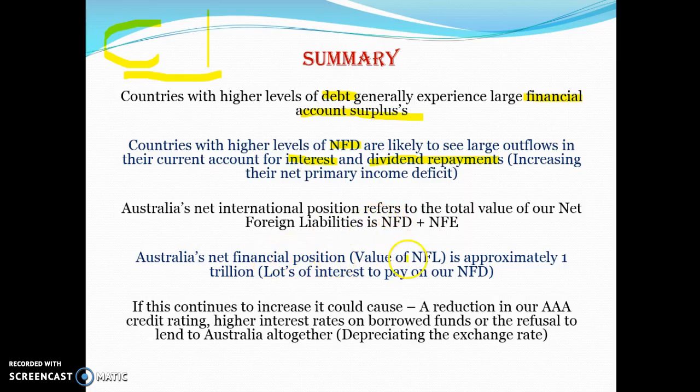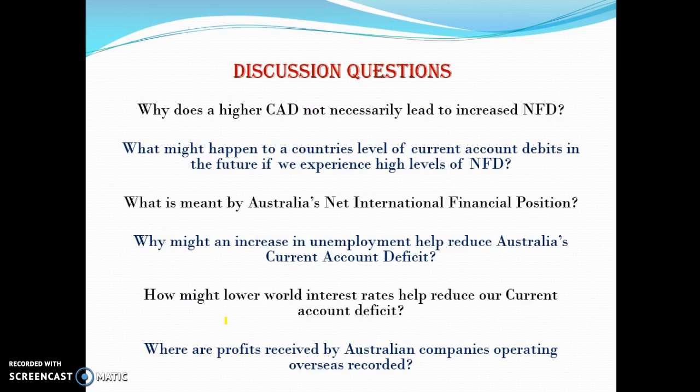Australia's net financial position, the value of net foreign liabilities, is approximately $1 trillion, which basically means we pay a lot of interest on that. If this continues to increase, it could lead to a reduction in our credit rating, which we'll talk about later in this video. That means that other countries will be less willing to lend to Australia. It could also lead to higher interest rates on our debt. Other countries will basically only lend to us, because we're a higher credit risk, if we are willing to pay really high interest rates on that debt.